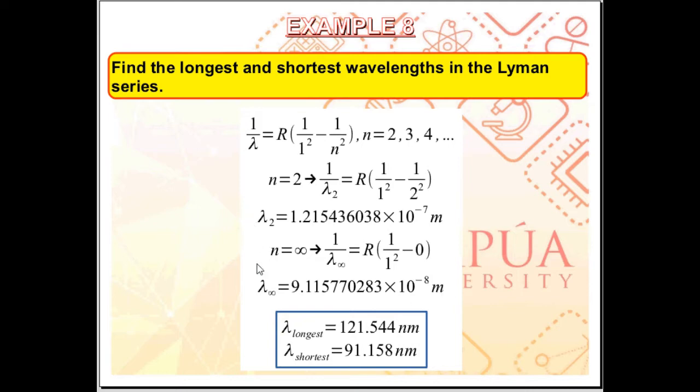Comparing lambda 2 and lambda infinite, lambda 2 is larger than lambda infinite, which means for the Lyman series, the longest wavelength is lambda 2, 121.544 nanometers, and the shortest wavelength is lambda infinite, 91.158 nanometers.